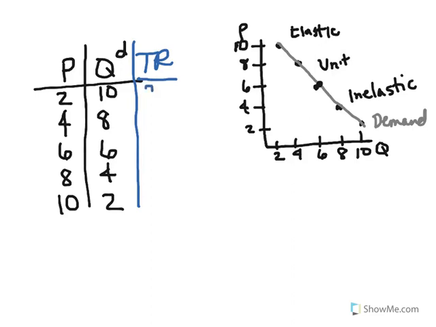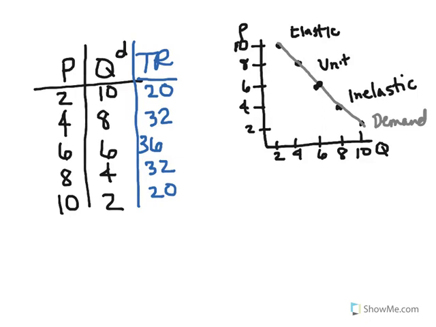So 2 times 10 is 20. So when the price is $2, the firm will have $20 of revenue. When the price is $4, they'll have $32 of revenue. When the price is $6, they'll have $36 of revenue. When it's $8, they'll have $32, and then they're back down to 20.